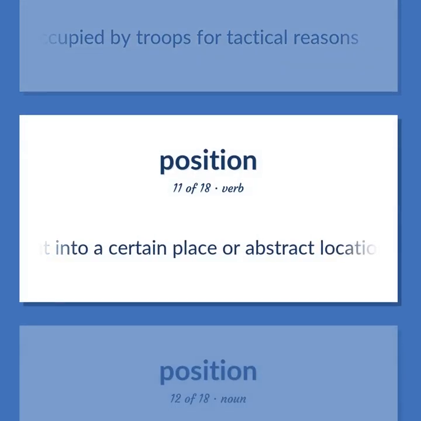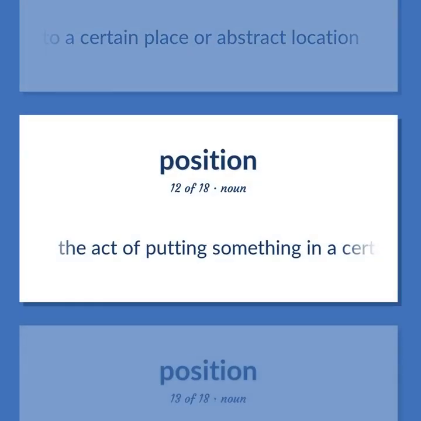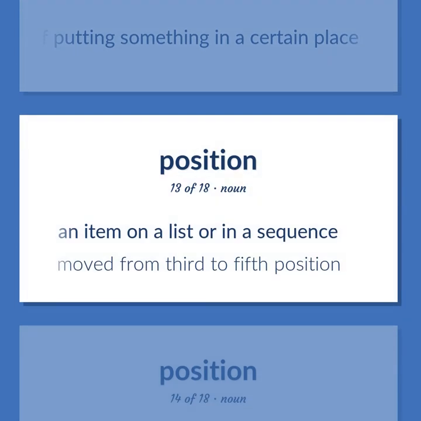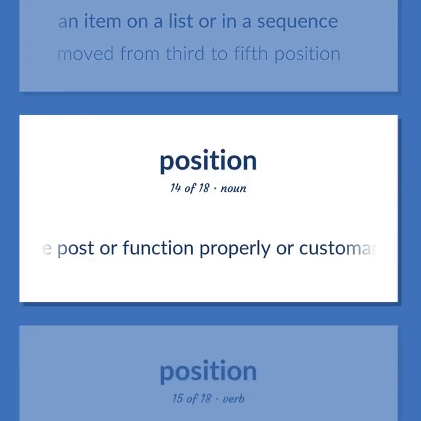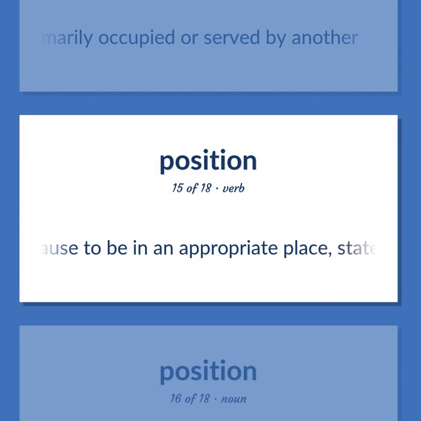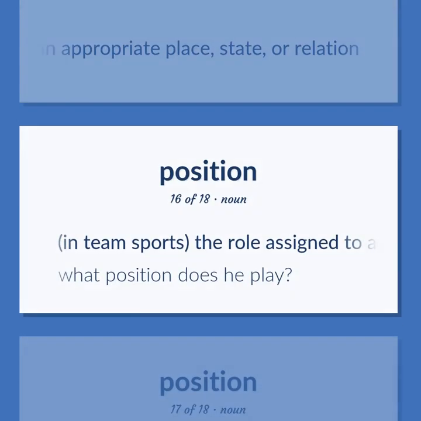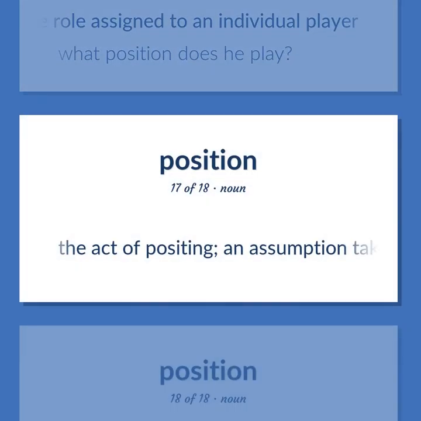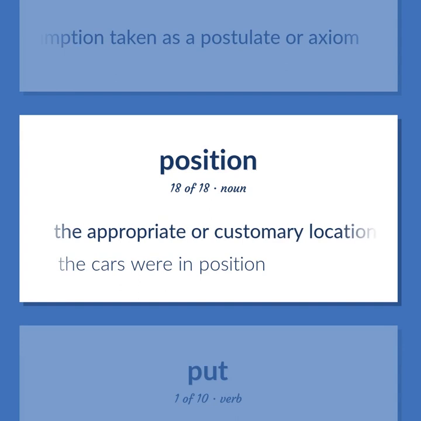Put into a certain place or abstract location. The act of putting something in a certain place. An item on a list or in a sequence. Moved from third to fifth position. The post or function properly or customarily occupied or served by another. Cause to be in an appropriate place, state, or relation. In team sports, the role assigned to an individual player. What position does he play? The act of positing, an assumption taken as a postulate or axiom. The appropriate or customary location. The cars were in position.